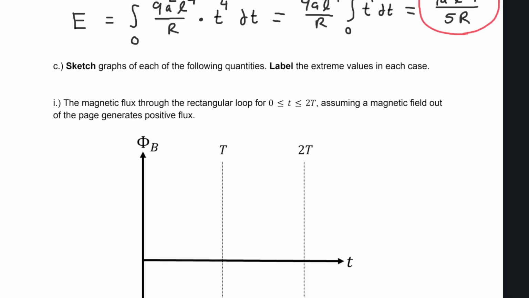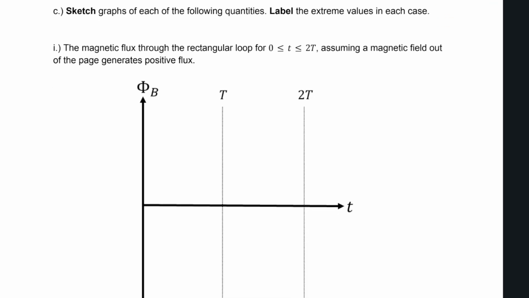All right, now for sketching some graphs of each of these quantities, labeling the extreme values. So first, the magnetic flux through the loop, assuming magnetic field out of the page generates positive flux. So again, what we have going on here is a square loop, which I guess is in fact a rectangle. Don't know why I wrote rectangle, but regardless.